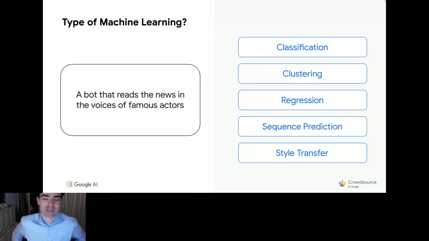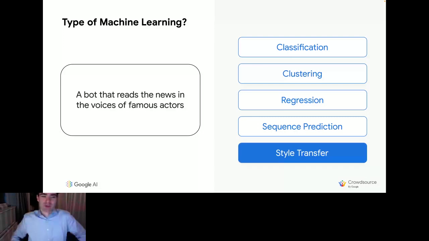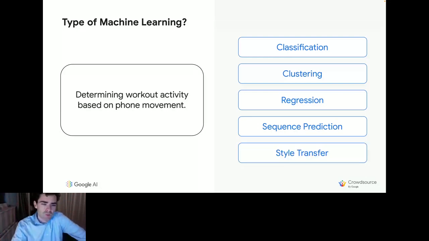I'm being a bit facetious here. Style transfer has lots of useful applications, but it's one of those funky things you can turn into an app very easily. If you want to get rich quick, try style transfer. We're going to go through many different ways of doing style transfer later in the year, so you can be frivolous to your heart's content. Determining workout activity based on phone movement.